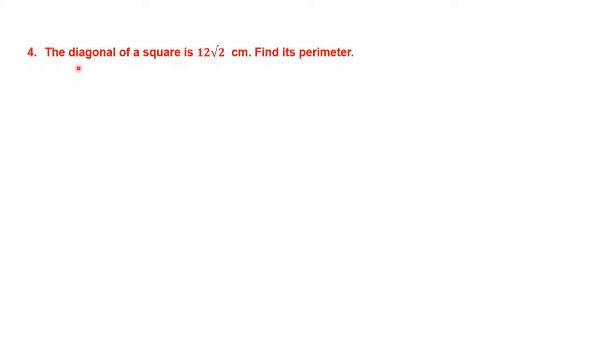Question 4. The diagonal of a square is 12 root 2 centimeters. Find its perimeter. So the diagonal is given to us, and from that we have to find the side if we need to find the perimeter. Now what is the formula for diagonal of a square? The formula for diagonal of a square is side root 2, that means side into root 2. This is the formula which you should know. So diagonal of a square is side root 2.